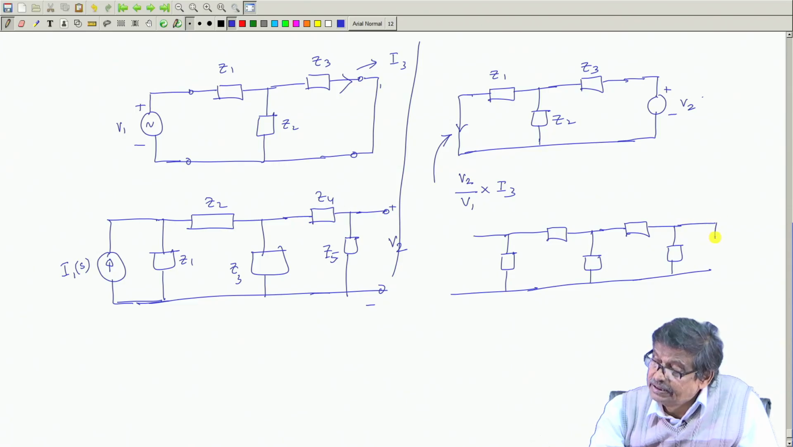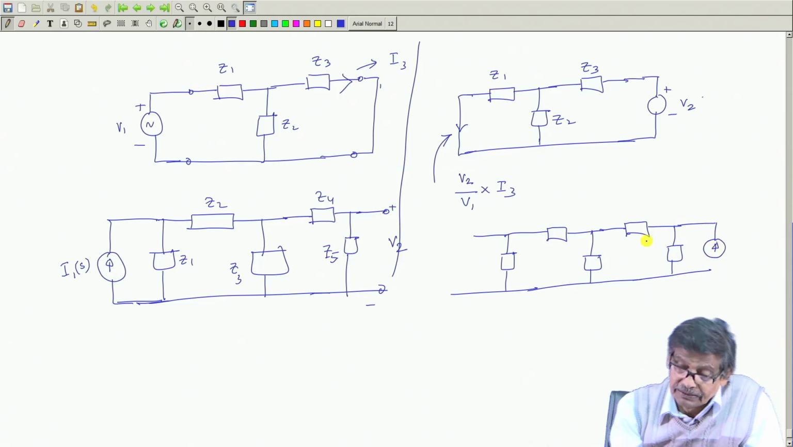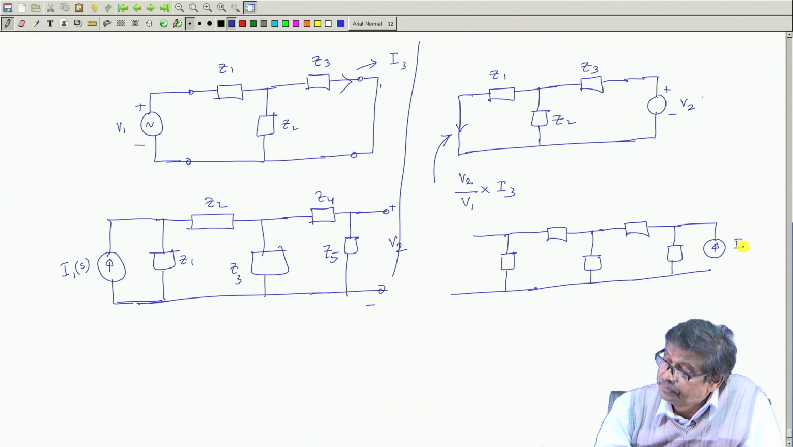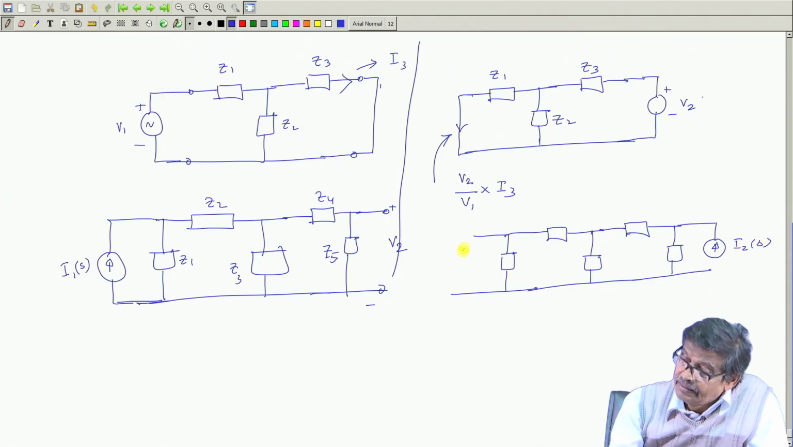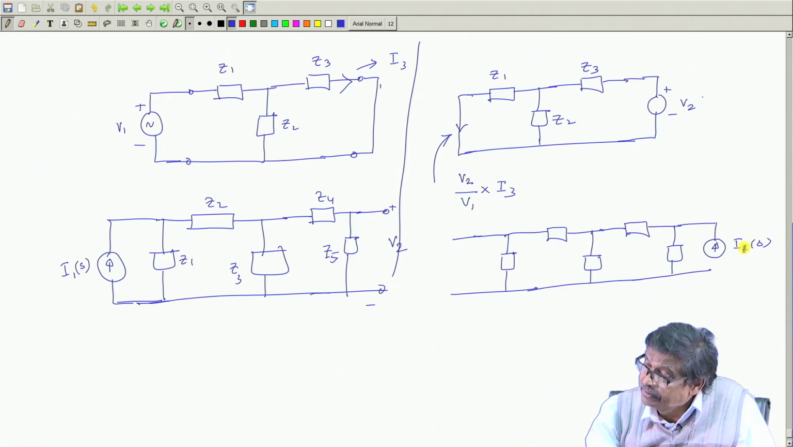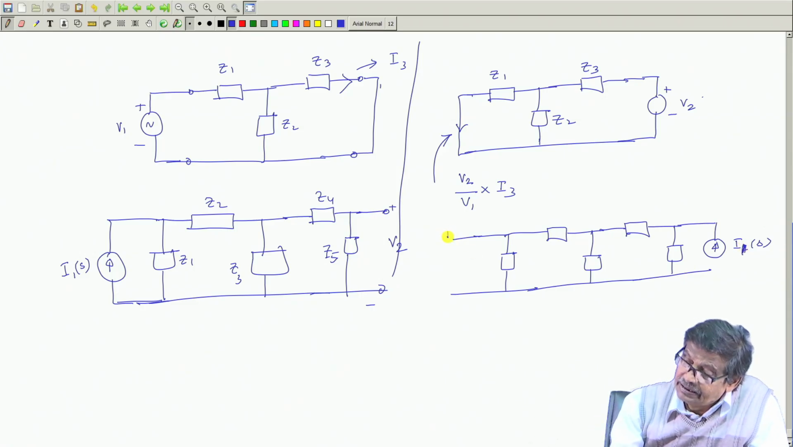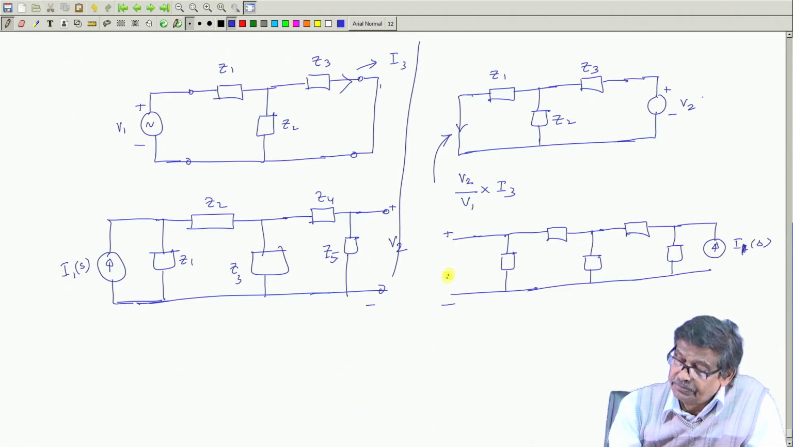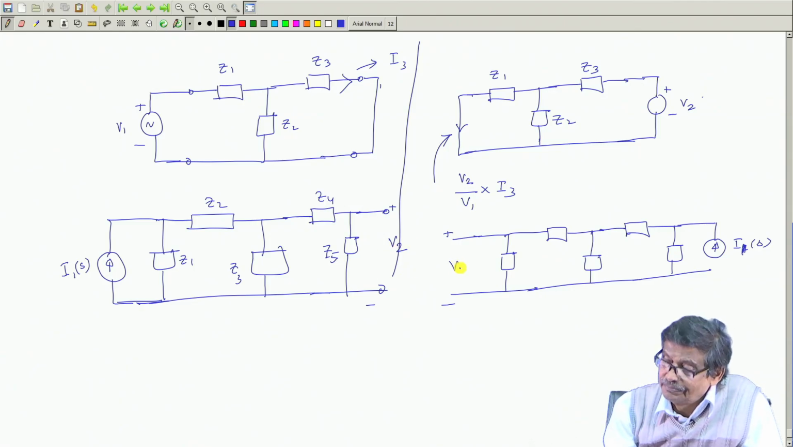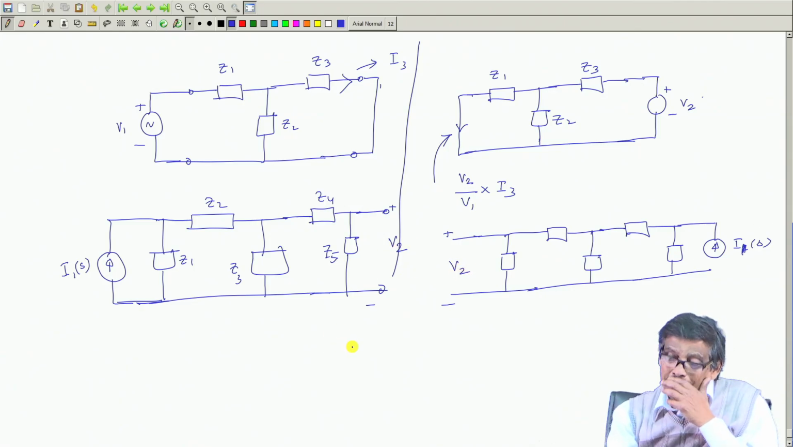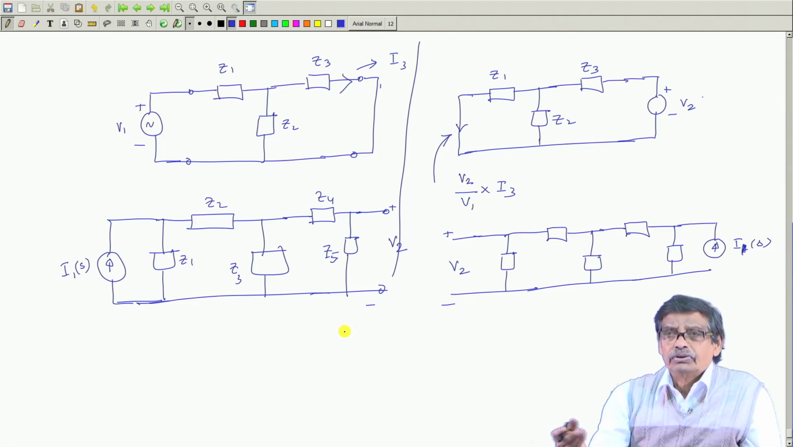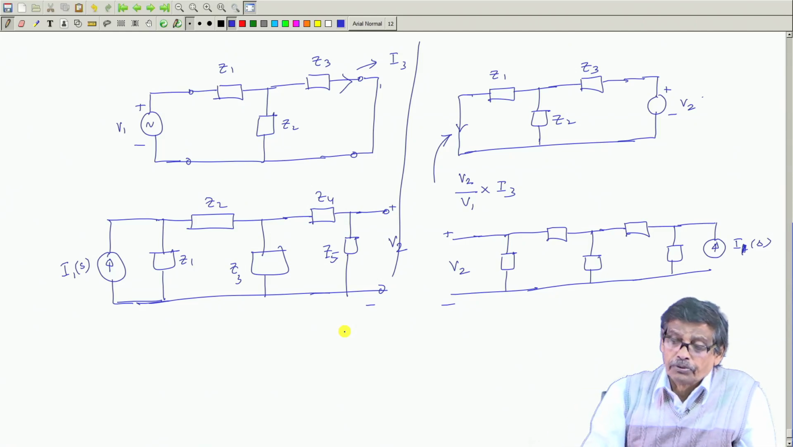Then if you open circuit this one, just opposite to that of this, and here you apply the current source I 2 s, the same current as I 1, then I am telling you the voltage you will get between these two will be the same as this V 2. That is the whole idea. Therefore, we will solve some problems and upload them.